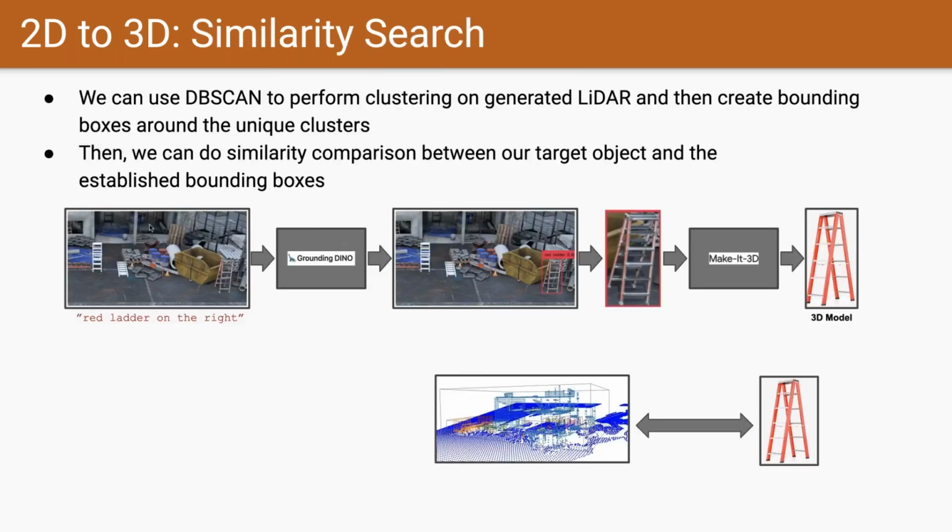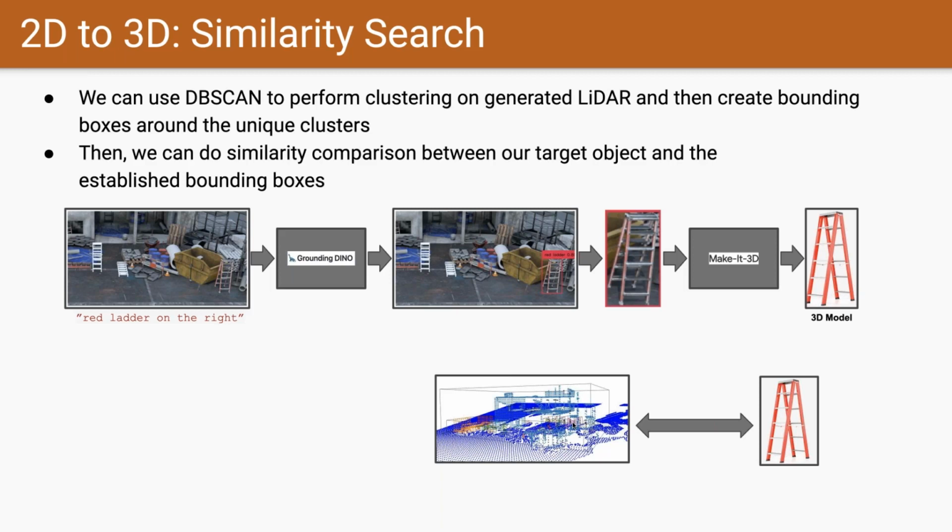Once we have a 3D mesh, we then do a similarity search on that mesh to identify that 3D object. So our similarity search works this way. We want to find the red ladder on the right. We use DBSCAN to perform clustering on the generated LiDAR scenes, and we can have multiple LiDAR scenes generated and clustered together. Then we do a similarity comparison with our target object. Once we have the target object, we do a Make It 3D, and then use that Make It 3D object to develop a bounding box. And then using those bounding boxes, we are able to locate in the physical world where that particular object is.